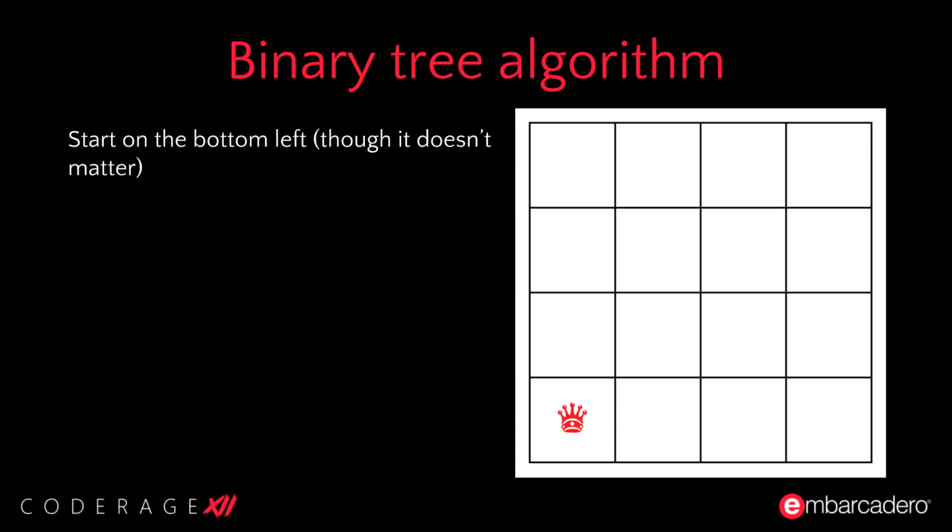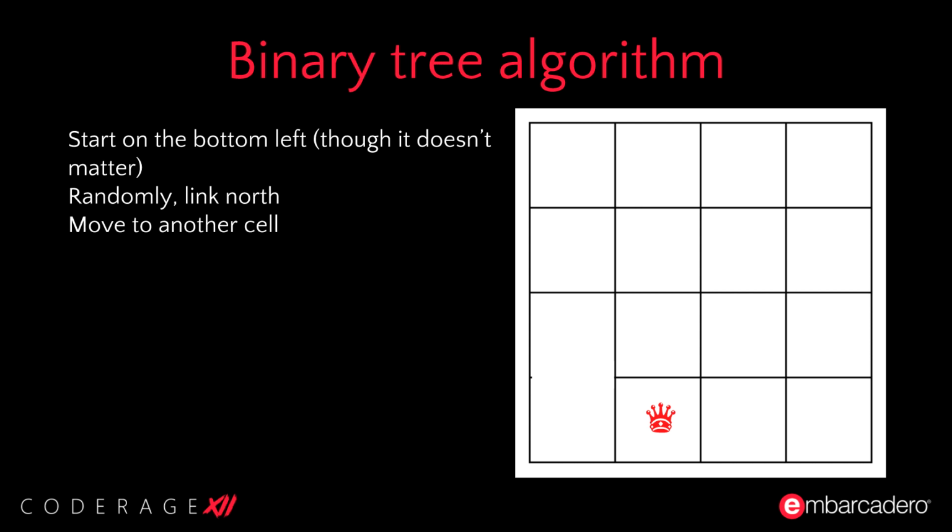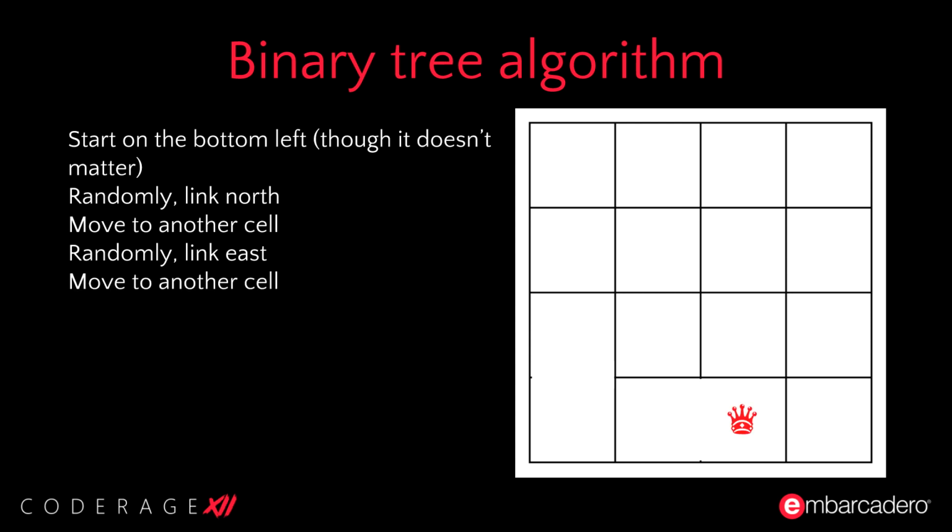So I'm going to use a little queen symbol here, the chess piece queen, because a queen can move pretty much everywhere. I think it's symbolically nice. And this indicates the current cell that we're looking at in our algorithm. So we start on the bottom left. It doesn't matter where, but we're going to start on the bottom left. And we randomly decide to link north. Okay, so let's just move to another cell. And then we will randomly link east this time. We'll move to another cell. And we will randomly link north this time.